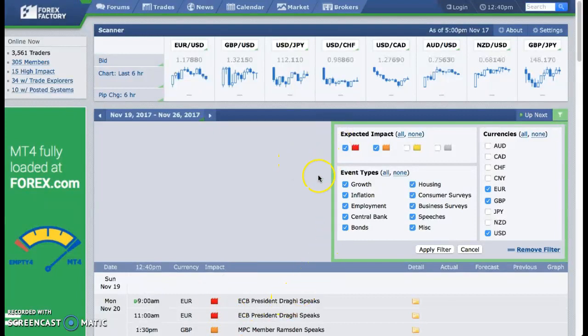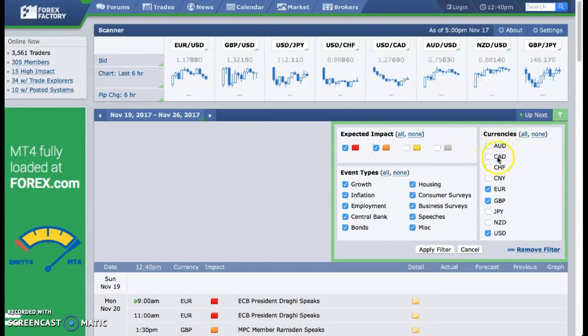So as you can see, I have all of the events selected. So every event type that there could be news related is checked. So that means like speeches, economic news, employment numbers, FOMC news, which is the central banks, the Federal Open Market Committee, surveys, bond market news, housing news, real estate news, all types of stuff.